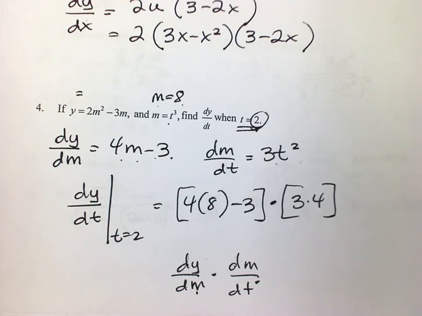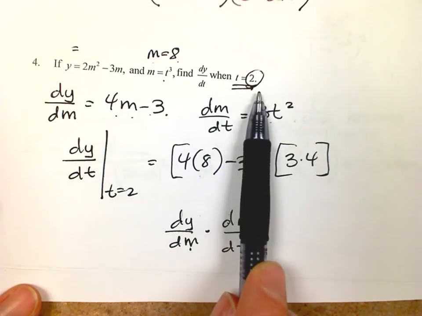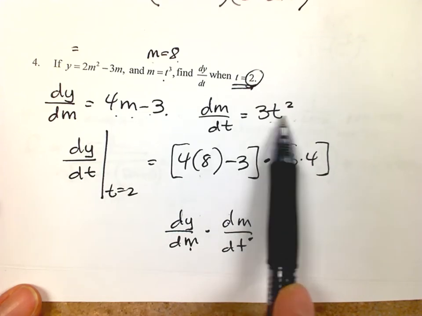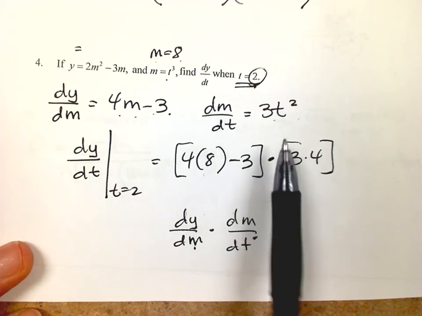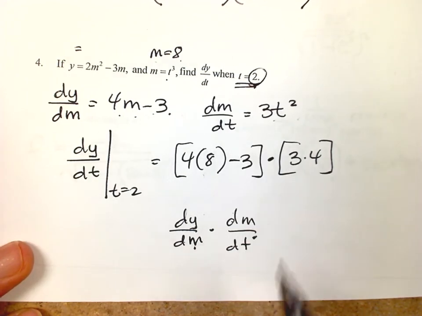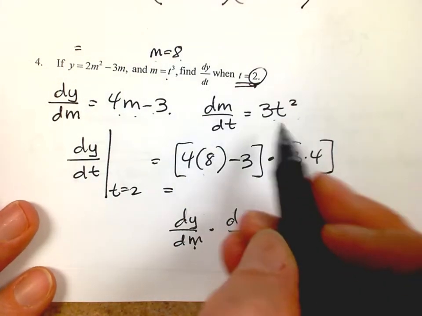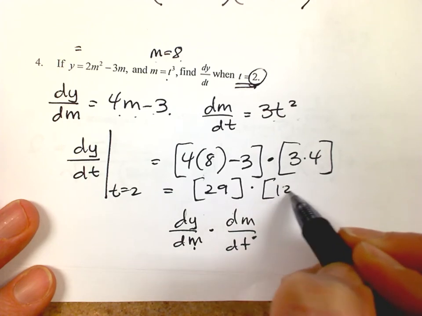Did I lose you somewhere? So are you okay with my 8? And you're okay with t equals 2? So then I know that I'm multiplying these two things together, right? So 4 times 8 minus 3, 3 times 4 goes there. Just multiply the numbers together. What is that? 32 minus 3 is 29, times 12.